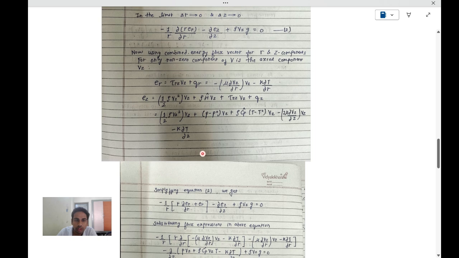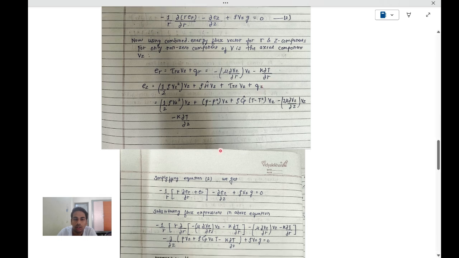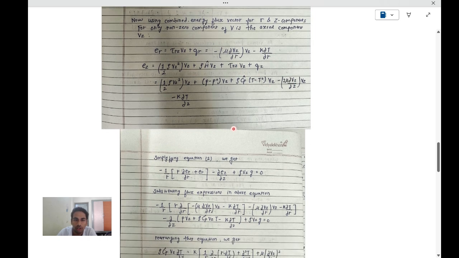Same for the combined energy flux in that direction, we will consider the kinetic energy flux along with the internal energy flux, which by replacing with enthalpy, we will get this particular expression. And for convective energy flux, this is tau zz into Vz, and the conductive energy flux in that direction is given as Qz. Substituting the definitions and Newton's law of viscosity, we get this particular definition.